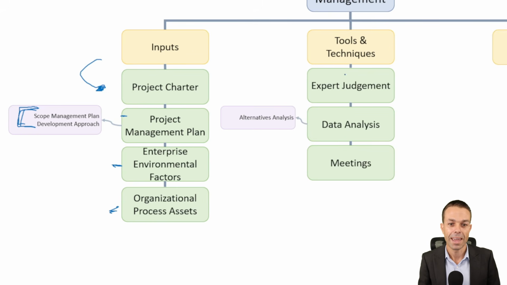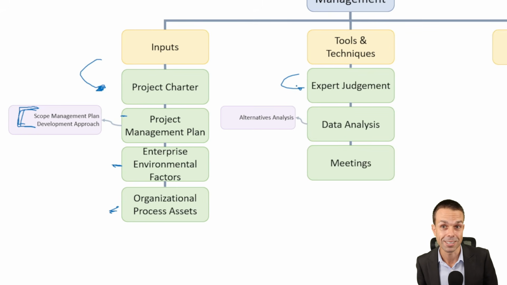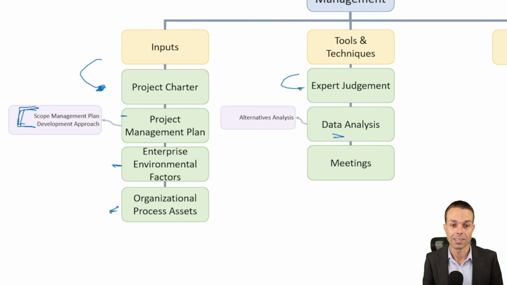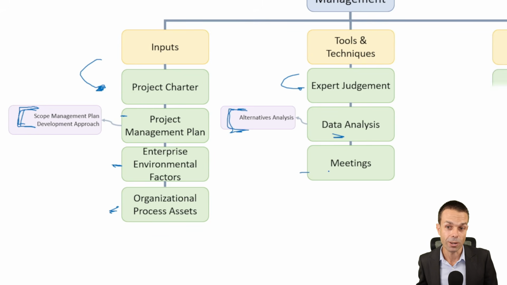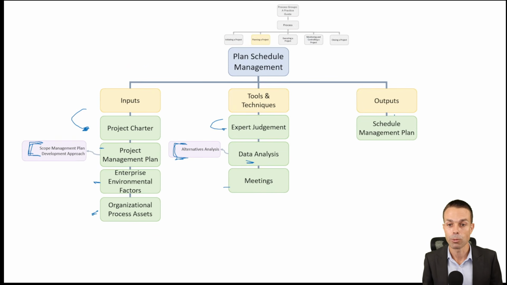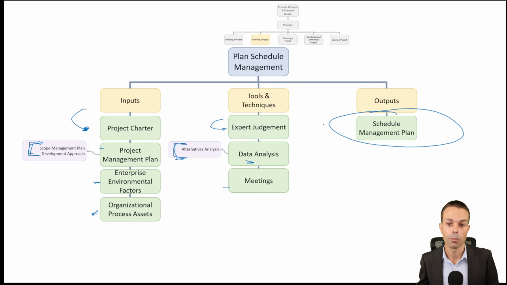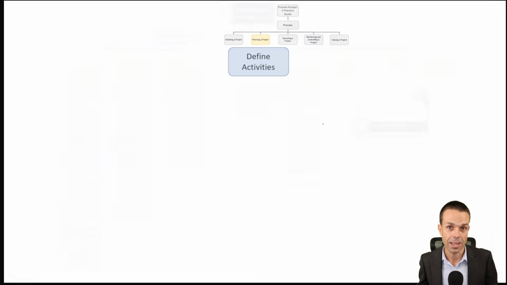Expert judgment from people within the business, surprise, surprise, we're probably going to see this a lot by the looks of it. Analyzing data and meetings to tie it all together. And the output that we're looking for is to create our schedule management plan, which is the process for how we're going to manage our schedule.